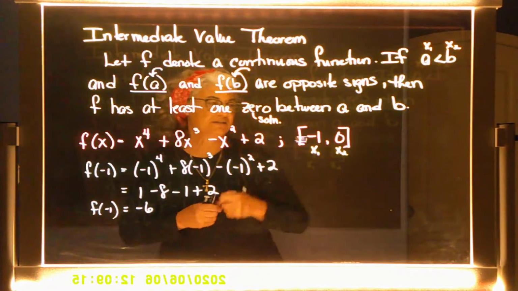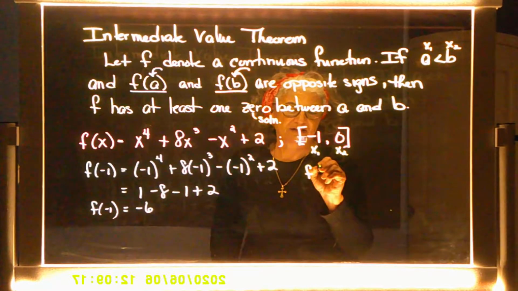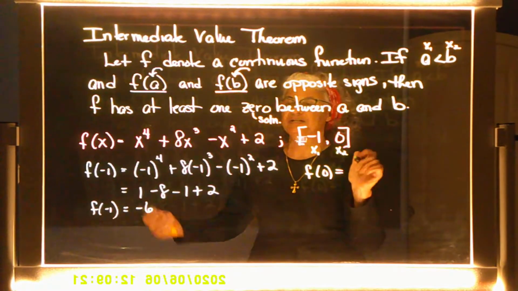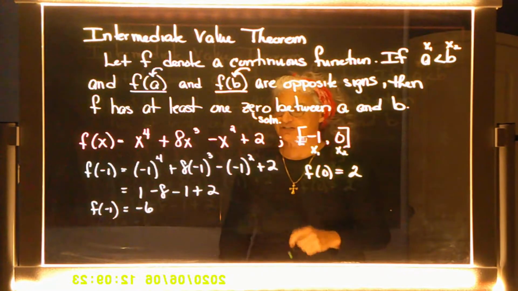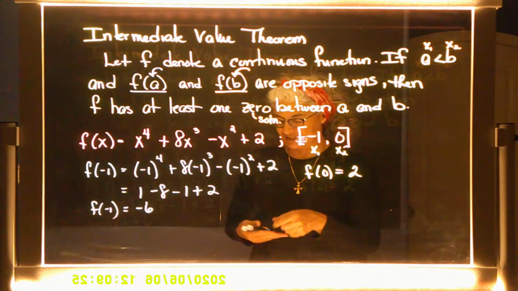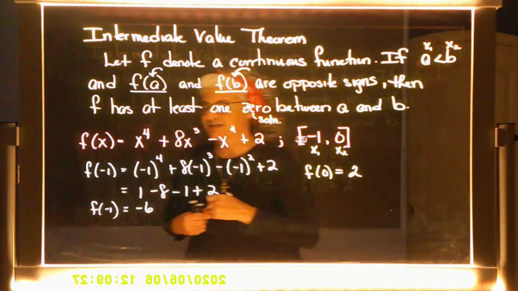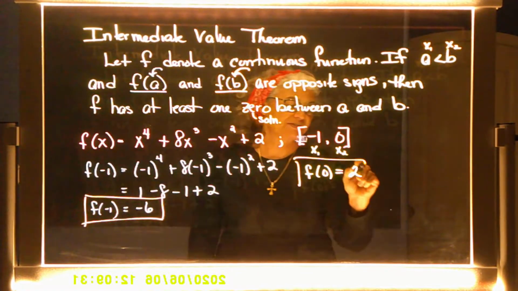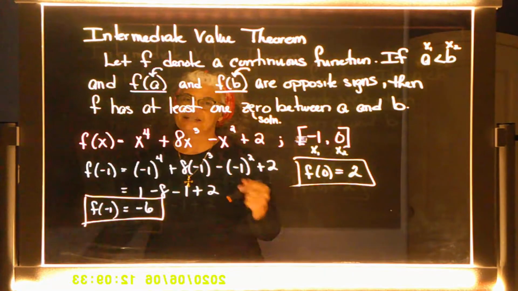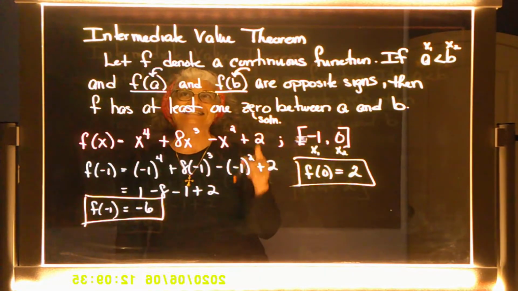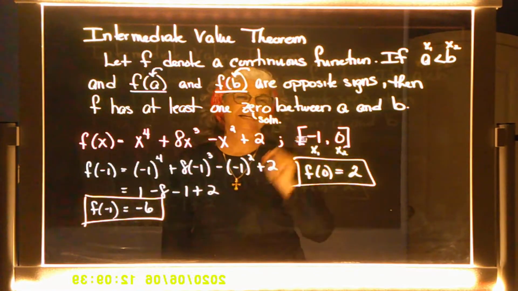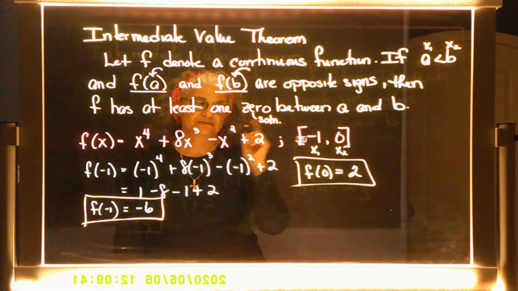Okay, so now let's figure out f of 0. Clearly this one's going to be a little bit easier. I don't even need to plug it in. What do we get? Yeah, we get 2. So the deal is, are these of opposite signs? Is f of negative 1 and f of 0 opposite signs? And yes, they are. So is there at least one 0 between negative 1 and 0? Yes.